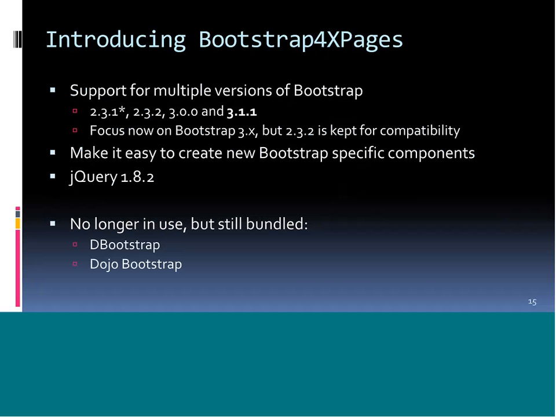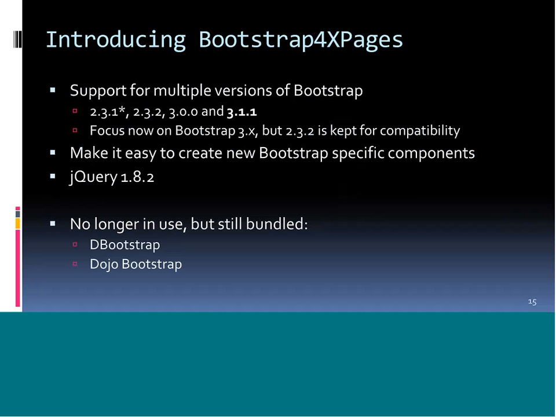Currently, the plugin supports four versions: 2.3.1, 2.3.2, 3.0, and 3.1.1. 2.3.1 will be removed in the next release, because the upgrade from 2.3.1 to 2.3.2 was only a maintenance release with a lot of fixes, so it's not really needed anymore to keep supporting 2.3.1. And the focus in the plugin is on Bootstrap 3, but we'll continue to keep 2.3.2 for compatibility reasons.